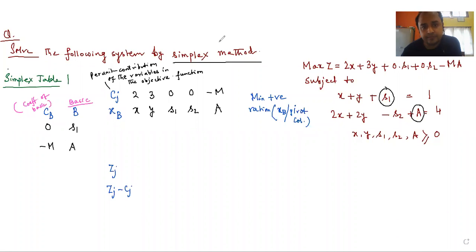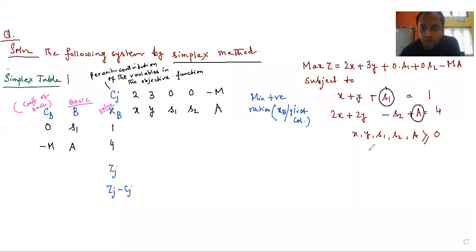And what is XB? XB stands for the value of the basic variable. So the value of the basic variable S1 is 1 at present, and the value of the basic variable A is 4. And in this part, I'm going to write the coefficients of the variables present in the system.